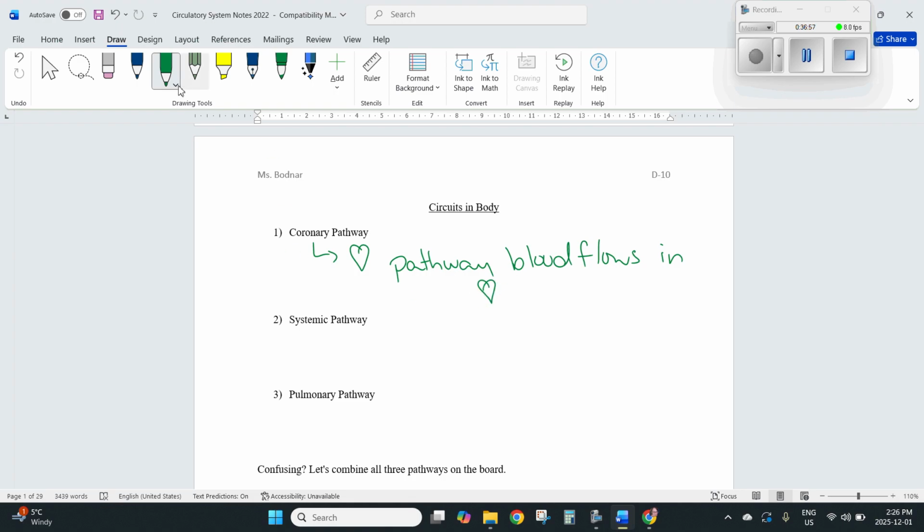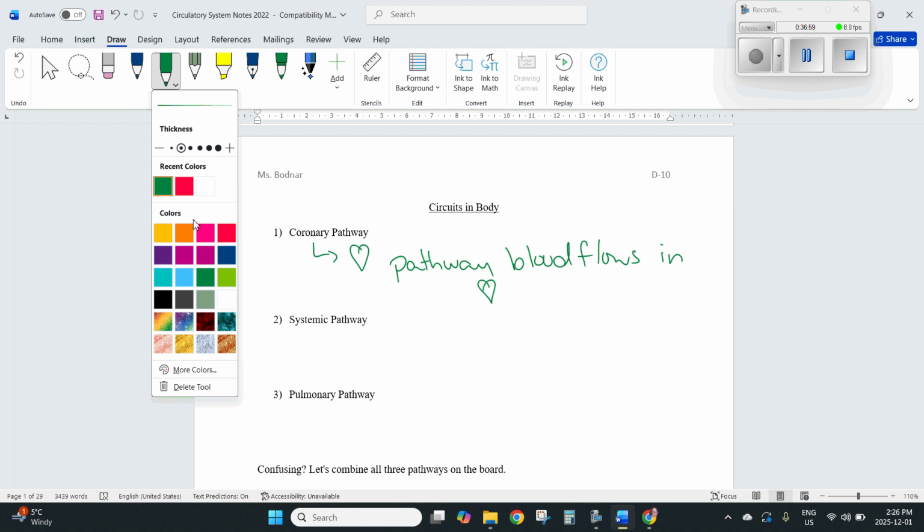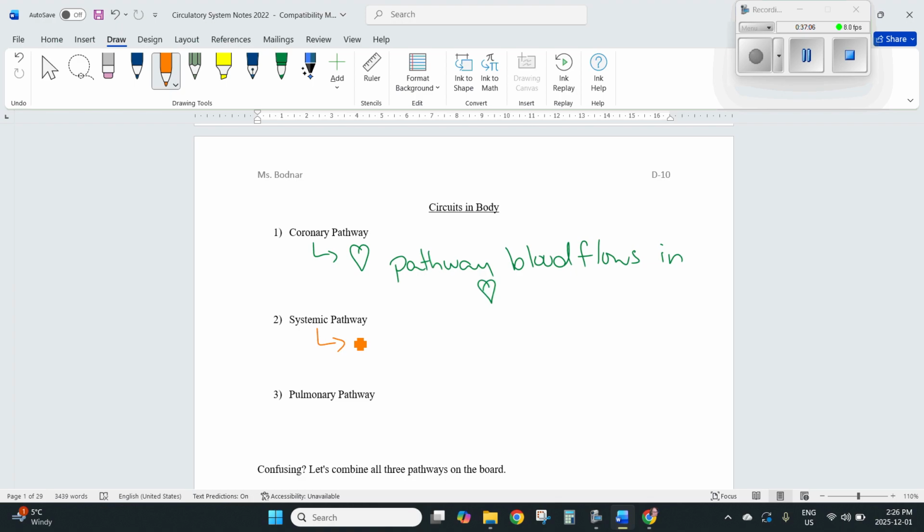I'm going to change my color 3 times because I want to do this with purpose. Okay, and they're not going to be red and blue. Systemic pathway. This means body. So pathway, blood flows through body. Now keep in mind, if it's going through the heart, it's a coronary pathway.